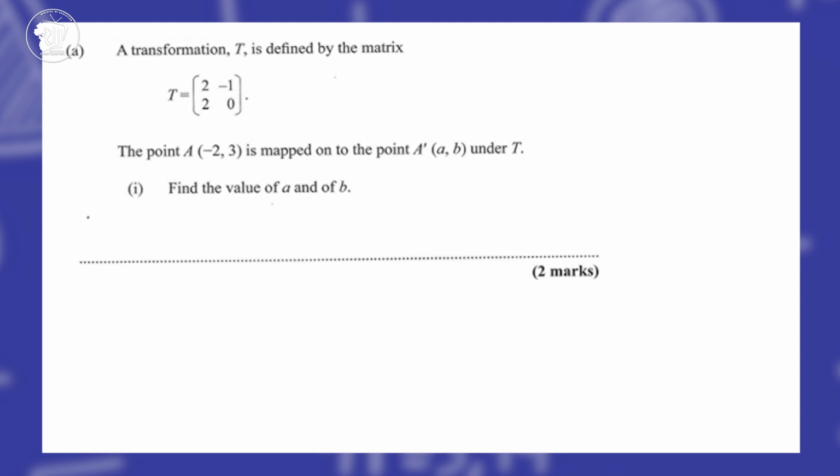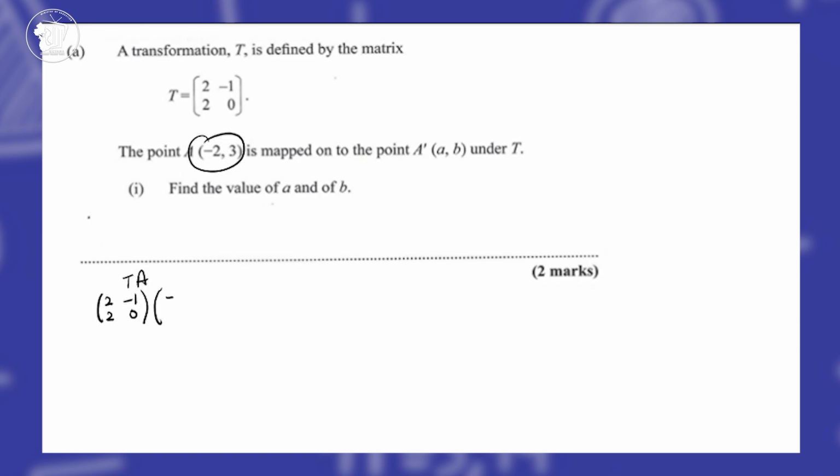Basically, we want to find the coordinates of the point after it undergoes this transformation. To do this, you multiply the transformation by the point. We turn the point into a column vector. So this will be T multiplied by A, which is the transformation [2, -1; 2, 0] multiplied by the column vector [-2, 3]. It's row by column, so we will end up with a 2 by 1 matrix. Let's keep that at the back of our mind.